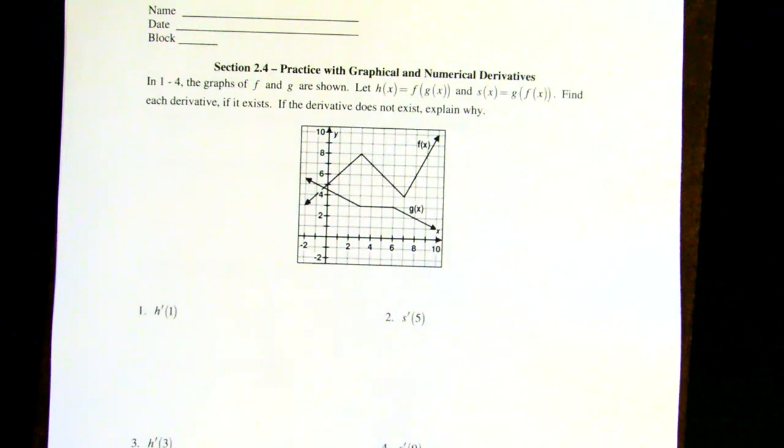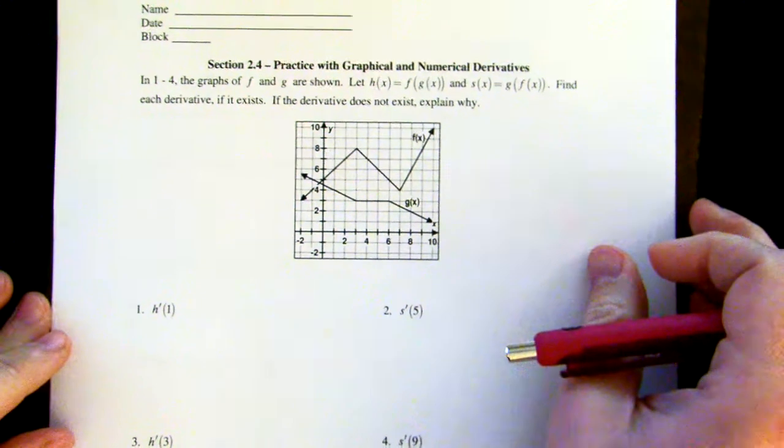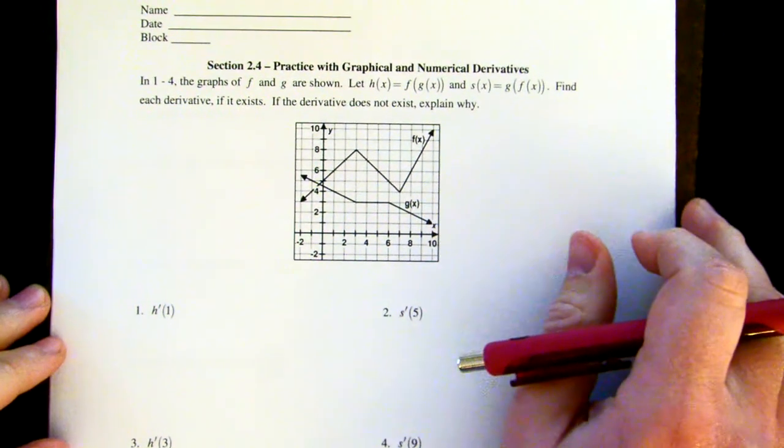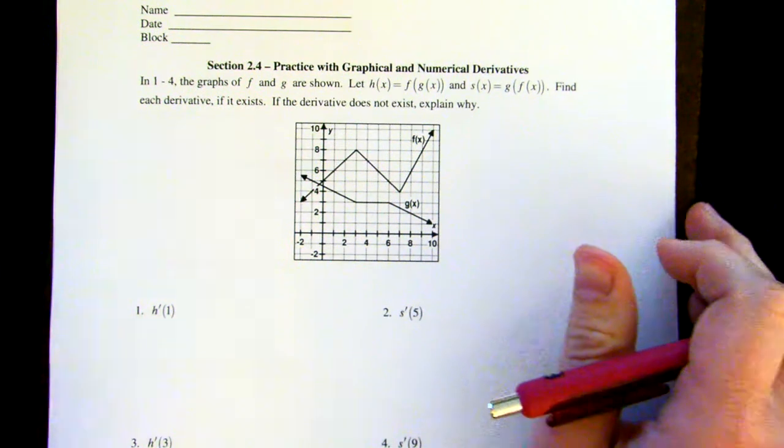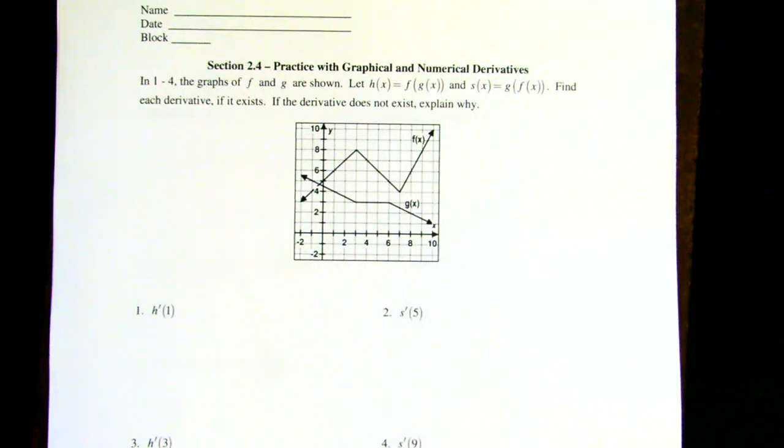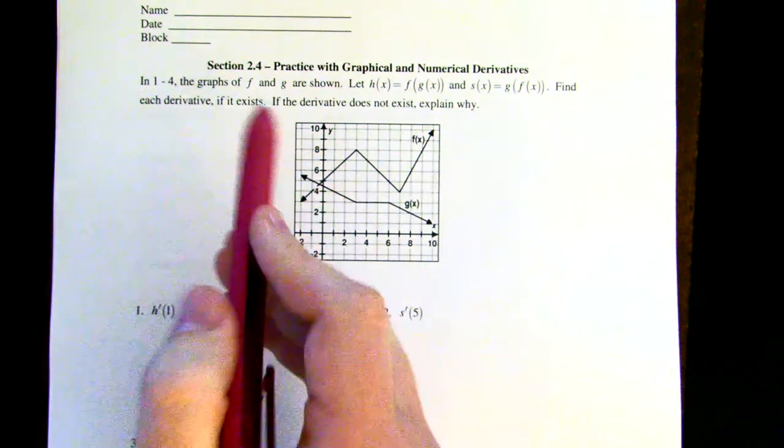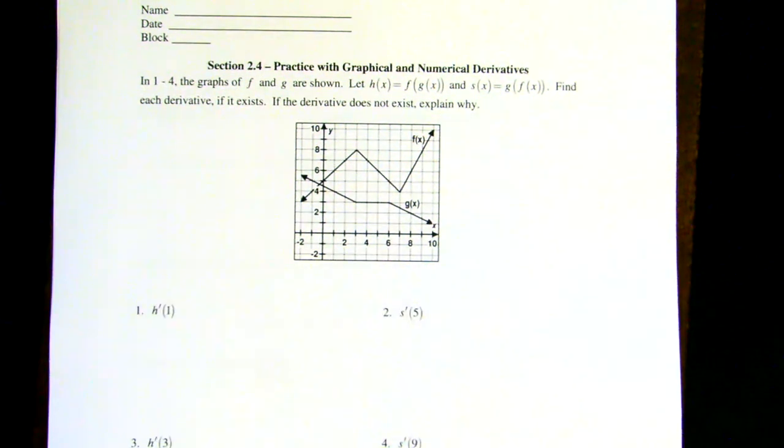So we're going to finish off our unit, finish off section 2.4 by looking at some graphical and numerical derivatives. We're largely going to see how to deal with these in terms of chain rule, but also some product rule, quotient rule, those things might creep in as well. Can you please get out the worksheet titled section 2.4, practice with graphical and numerical derivatives.